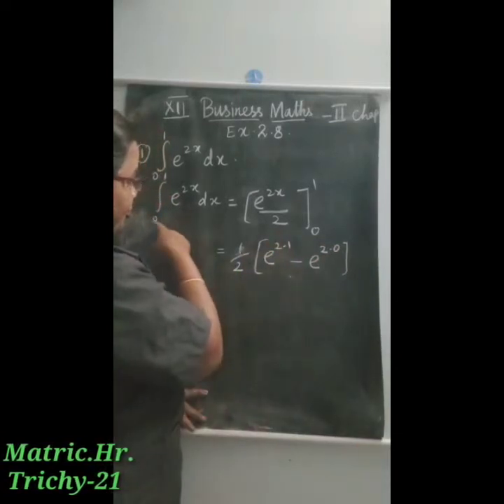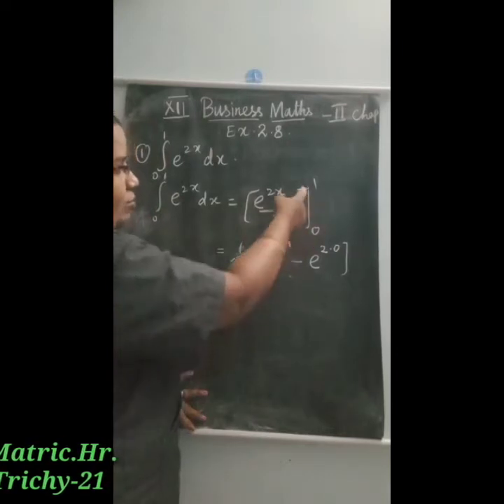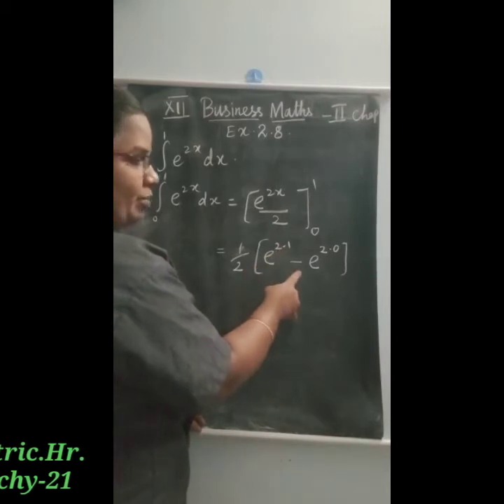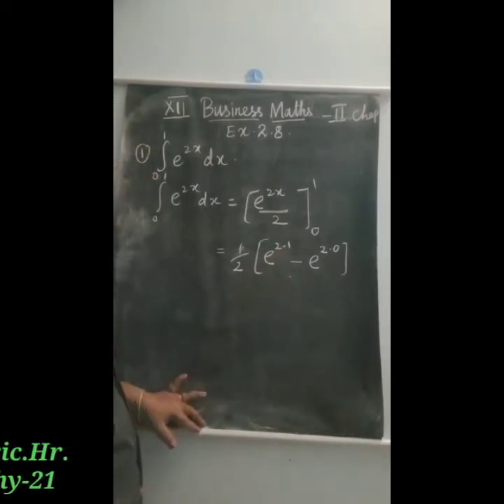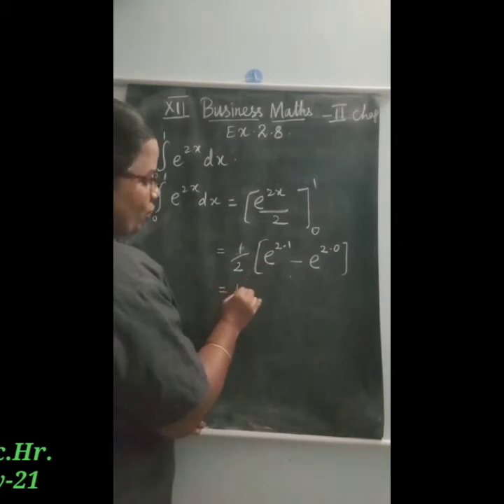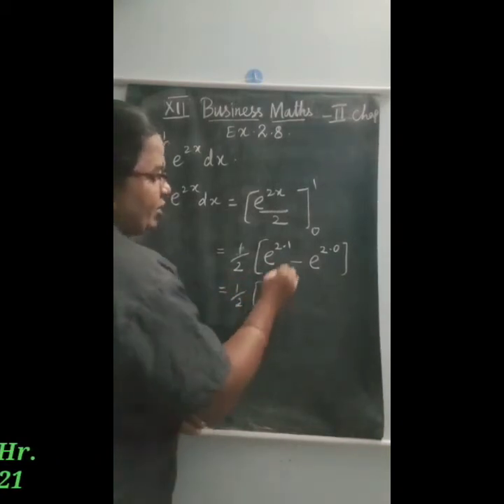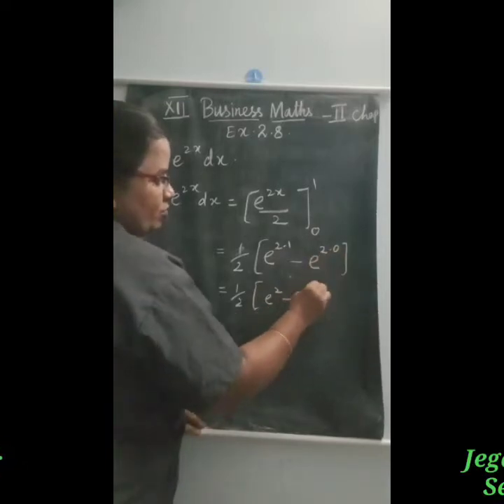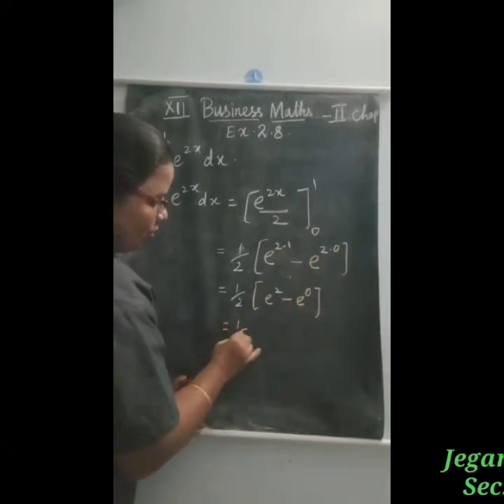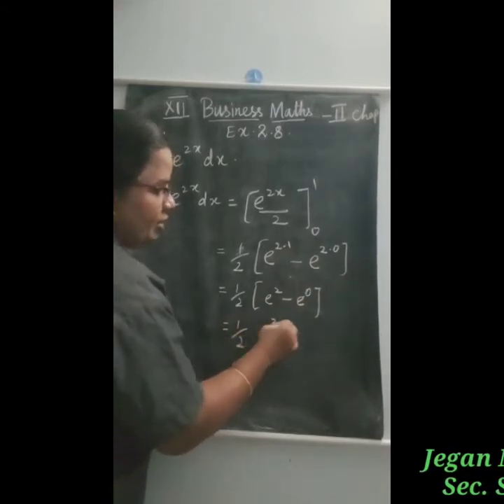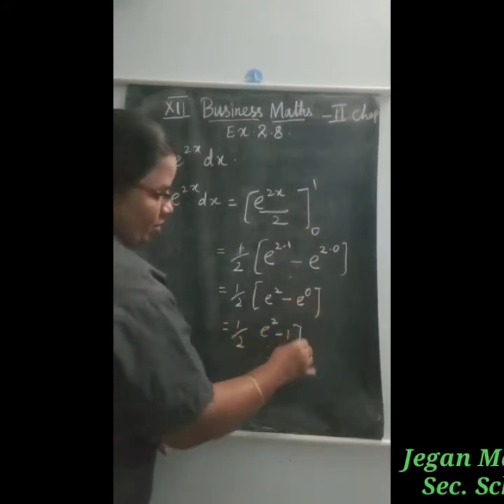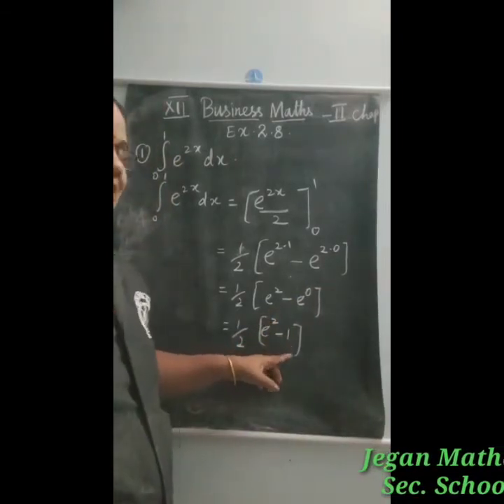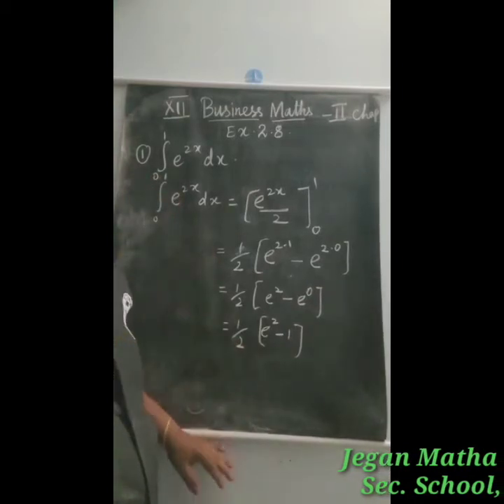So once you find the integration value, then only you substitute the upper limit and lower limit. First substitute the upper limit, put the minus symbol, and then the lower limit. So that is equal to 1 by 2 into e power 2 into 1, that is e squared, minus e power 2 into 0, that is 0. So that is 1 by 2 into e squared minus e power 0, that is 1. So 1 by 2 into e squared minus 1 is the answer for the first question. Can you understand, children?